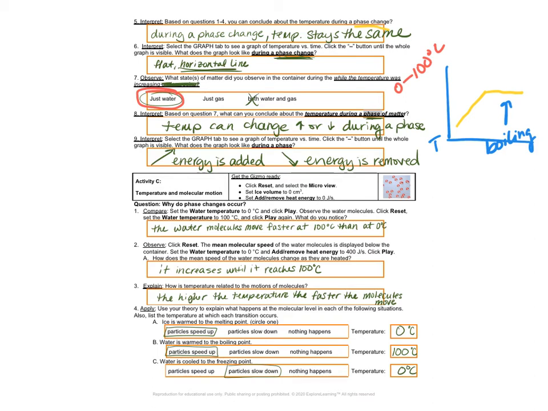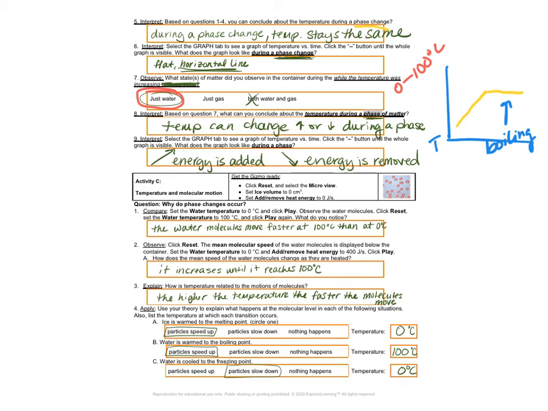Based on question 7, you can conclude what about the temperature during a phase? So during a phase, the temperature can go up or down, until you reach the temperature of the next phase change. So while it's all liquid, the temperature can go up and down.